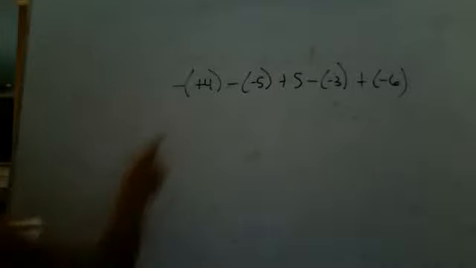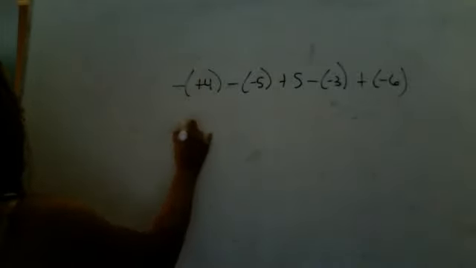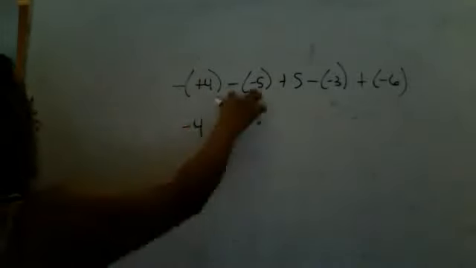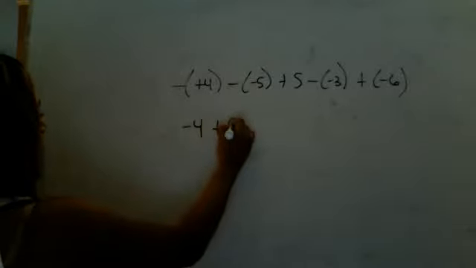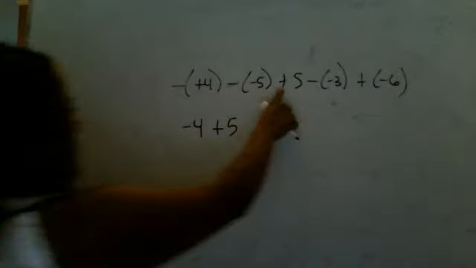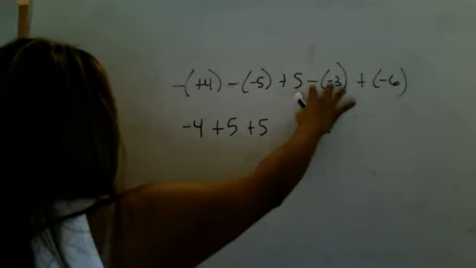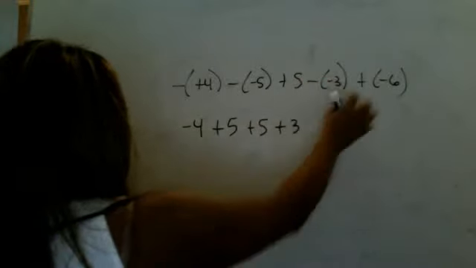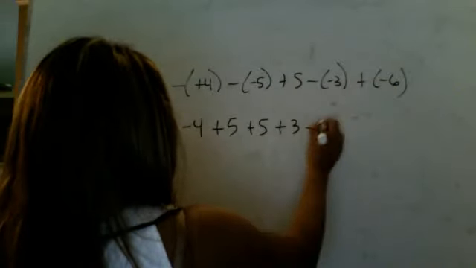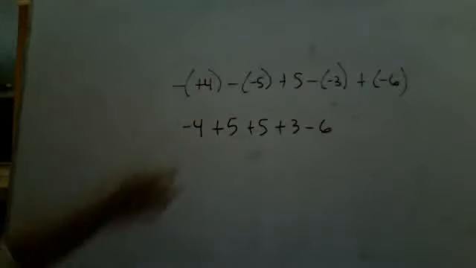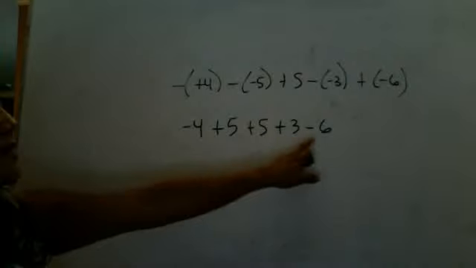So simply, I have a negative and a positive, negative 4. Negative and a negative is a positive 5. Positive is only one sign, so I bring that sign back down. I have two signs. Negative and a negative becomes a positive. Positive and negative becomes a negative. So simply I have negative 4 plus 5 plus 5 plus 3 minus 6.